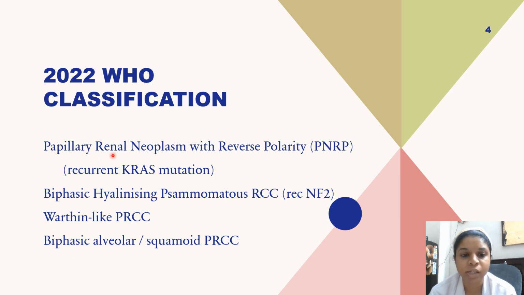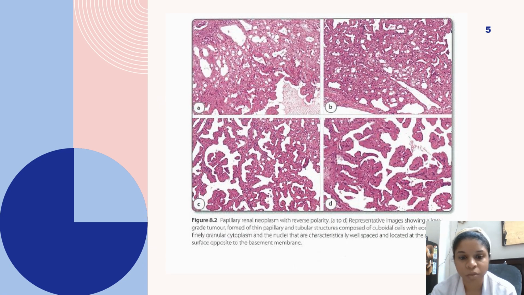That is papillary renal neoplasm with reverse polarity, which has recurrent KRAS mutation. And then there is biphasic hyalinizing psammomatous RCC, which has recurrent NF2 mutation, that is neurofibromatosis. And then there is Warthin-like papillary RCC, and then biphasic, that is two phases, you can see that is alveolar and or squamoid papillary RCC.